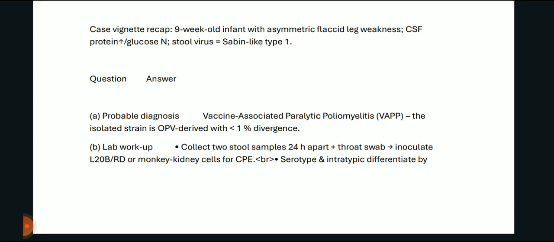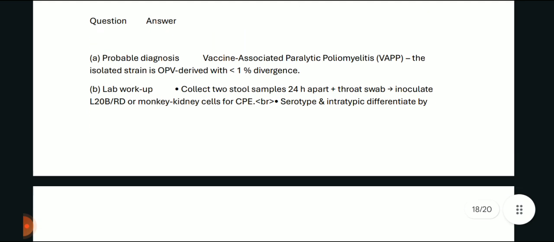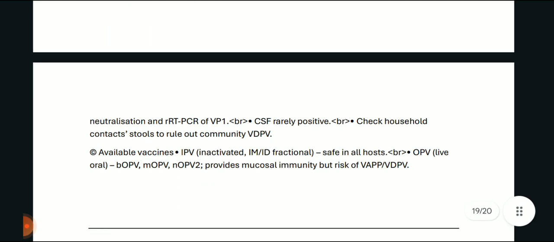Lab workup: we will collect two stool samples 24 hours apart and a throat swab. We will inoculate them on L20B or RD or monkey kidney cells for cytopathic effect, CPE. Now the serotype and intratypic differentiation are done by neutralization and RT-PCR for VP1. CSF is rarely positive. We have to check household contacts, including contact stools, to rule out community acquired VDPV. We have to check whether any sibling of the child is taking oral polio vaccine or is infected.